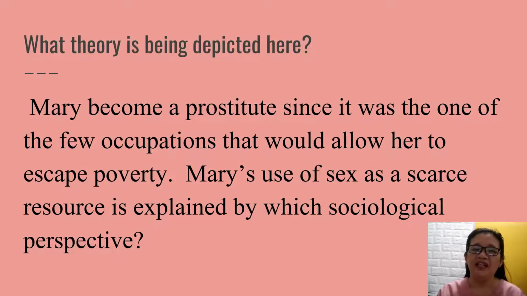What theory is being depicted here? Mary became a prostitute since it was one of the few occupations that would allow her to escape poverty. Mary's use of sex as a scarce resource is explained by which sociological perspective? Again, which theory is being depicted here? Mary became a prostitute since it was one of the few occupations that would allow her to escape poverty. Mary's use of sex as a scarce resource is explained by which sociological perspective?